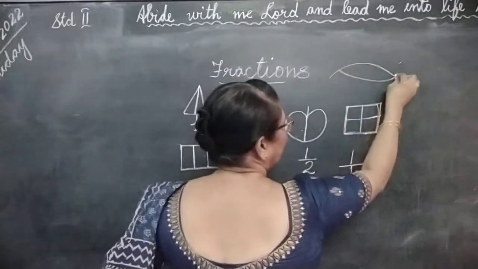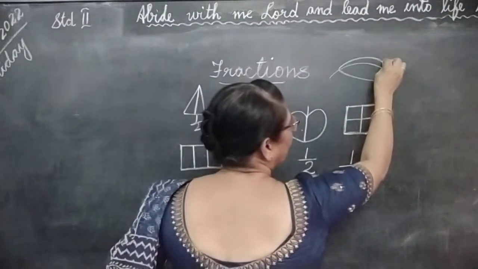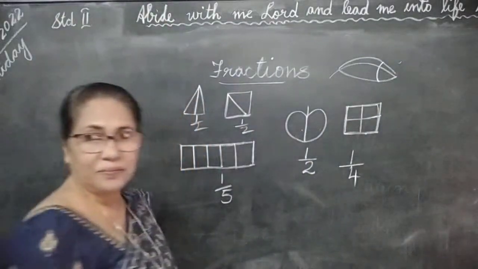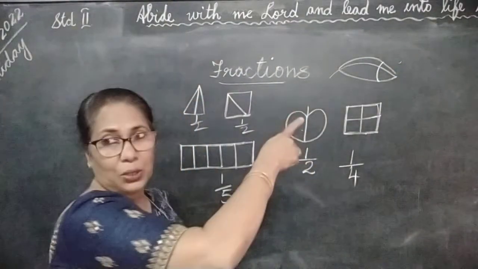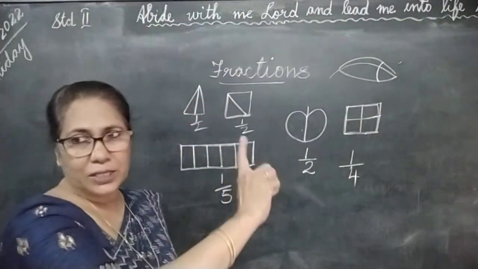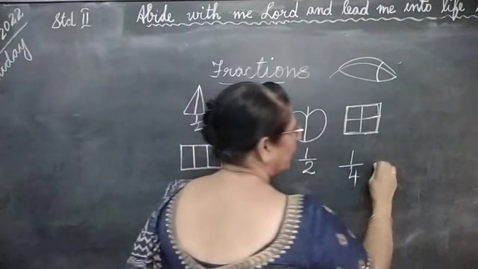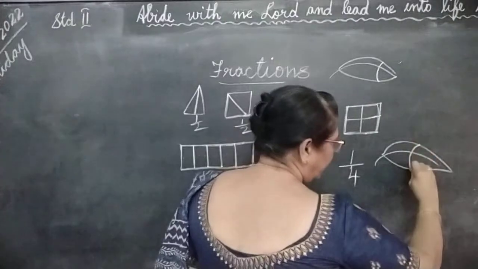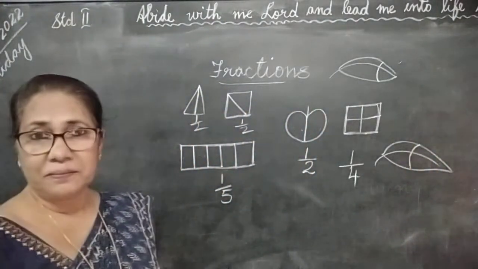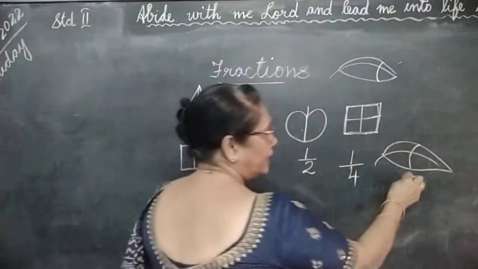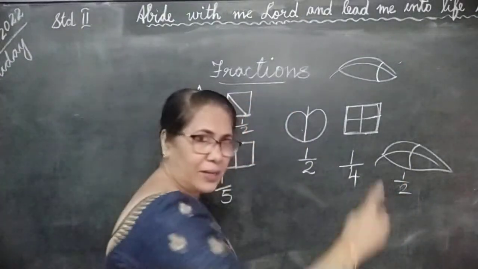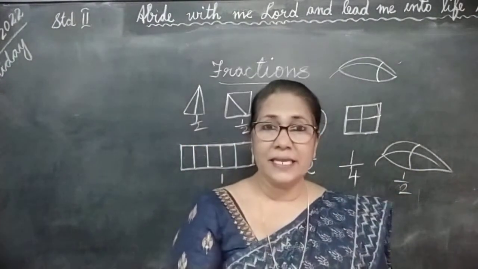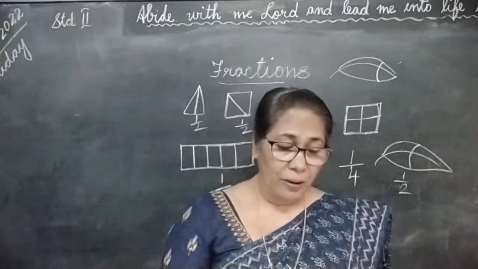Now let me just draw something here. I'm drawing a leaf here. I'm only marking here. Is it half? No, it is not 1/2. Now I'll show another leaf and I'm dividing this. Is this half? Yes, this is 1/2, because it is cut in the middle. It is exactly the half portion.